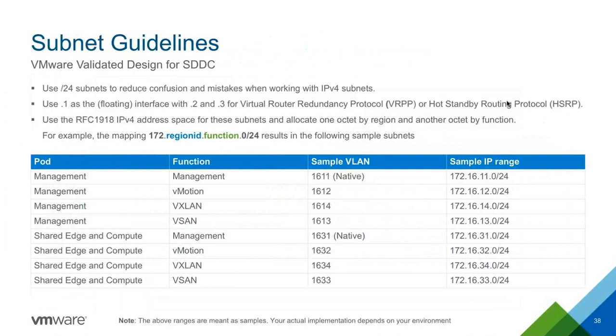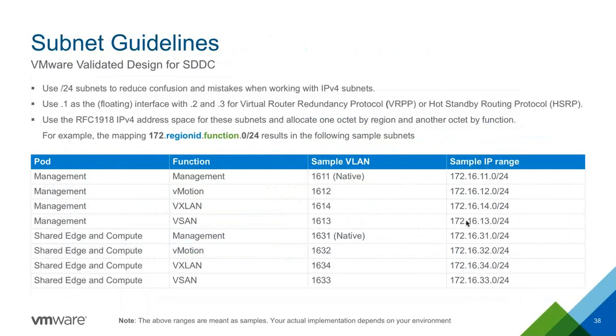But if you look here at this management network, this is our management. We're going to use 1611. That's going to be the native VLAN. vMotion would be 1612, 1614 for VXLAN, for example, and vSAN 1613. If you look over here at the example range, it's going to be 16.11 /24, 1612, 1614. You see how it matches up. Now imagine this was only within one region, right?